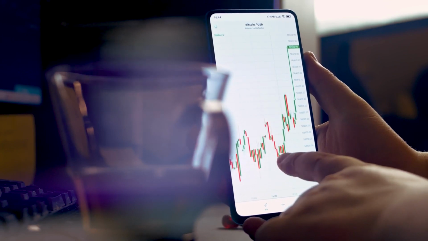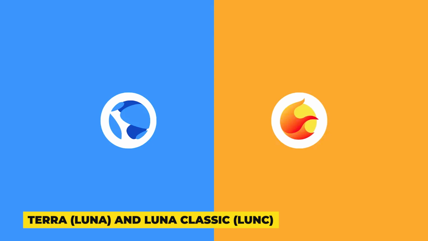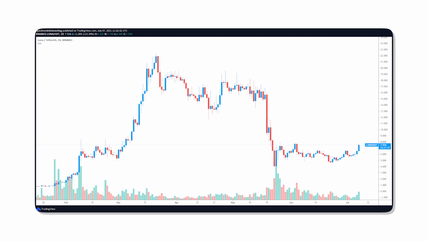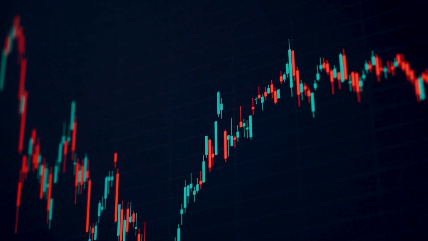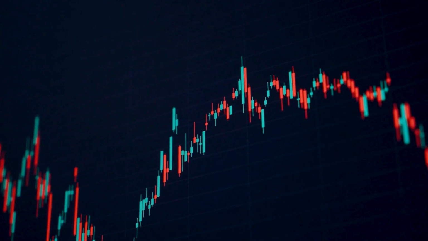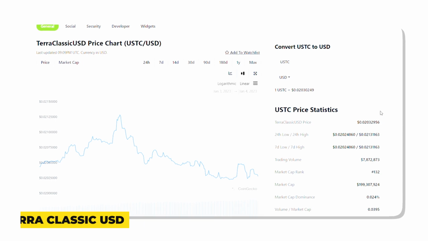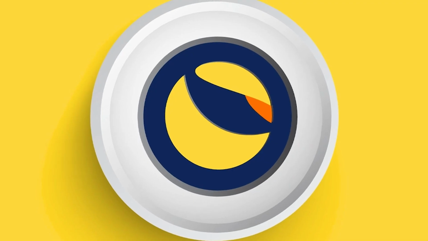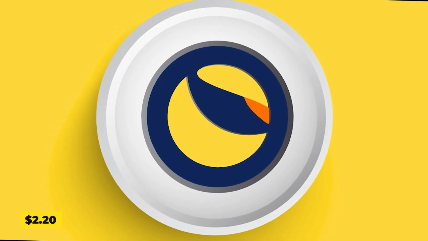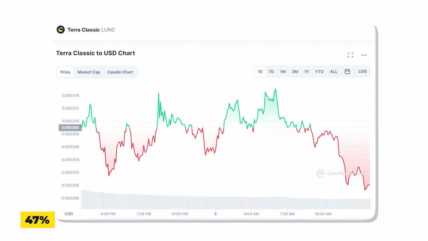Cryptocurrencies that have done quite well in the last 7 days of December include Terra and Luna Classic. Some signs of recovery have everyone on the lookout. Terra Luna price has made a spectacular recovery in the past month as market speculation continues. The rally was fueled by the ongoing rally of Terra Classic USD, the stablecoin that was the nerve of the Terra ecosystem. Luna rose to a high of $2.20, 47% above the low in August.